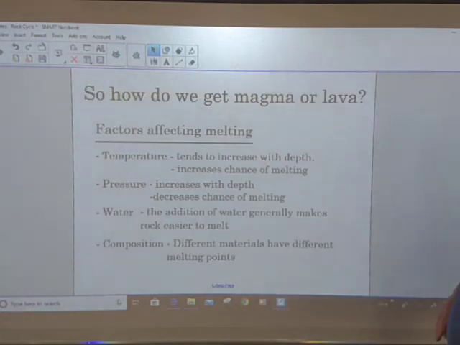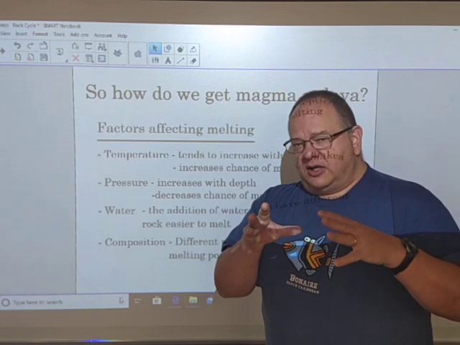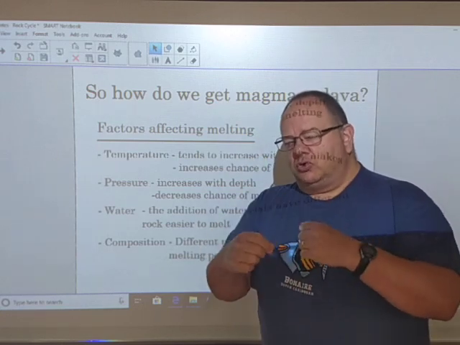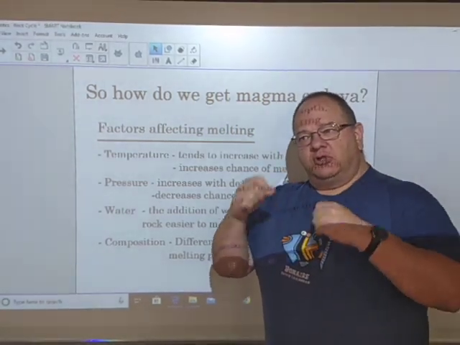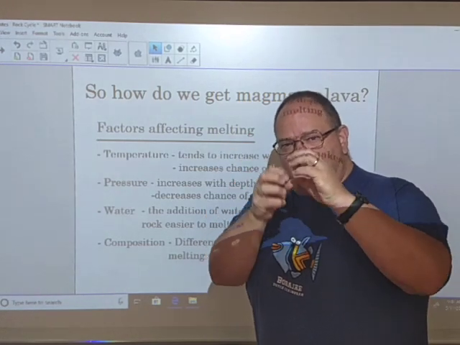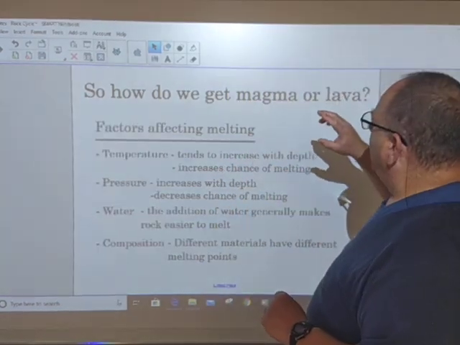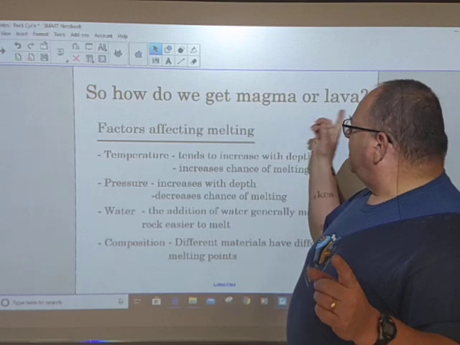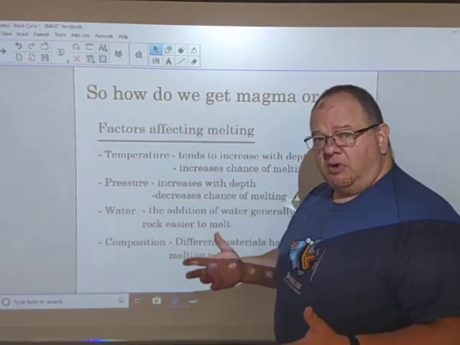So, all right, let's think about this. Igneous rock forms when magma or lava cools and crystallizes, right? So the crystallizing is when the particles come together and line up in a nice pattern, okay? So in order to get igneous rock, we got to get magma or lava first. So magma and lava are molten rock, melted.